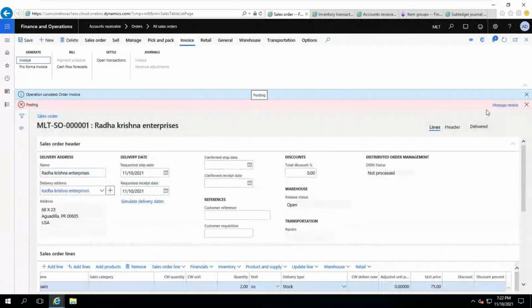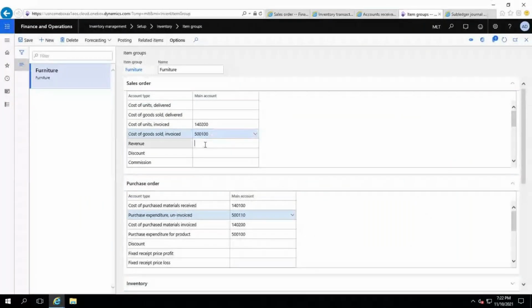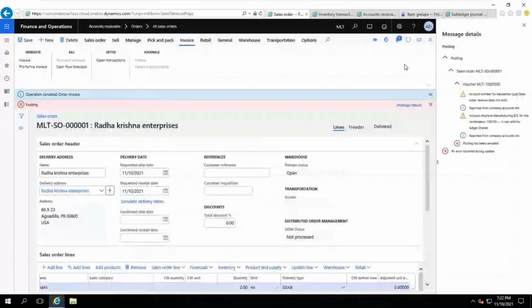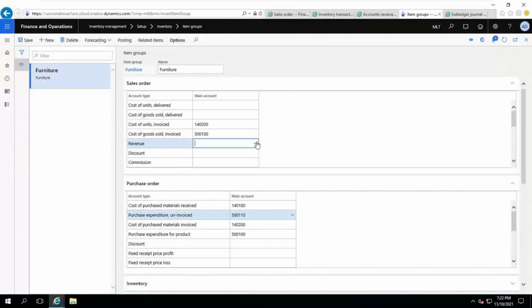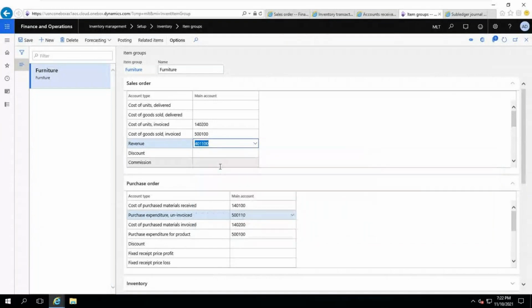Now message details. So account number for transaction type, sales order revenue does not exist, and accounting structure BS combination is not valid, because you have not mapped this revenue account, that's what it is showing. Sales order revenue does not exist. So the sales order revenue account means 4 series, which we learned already.